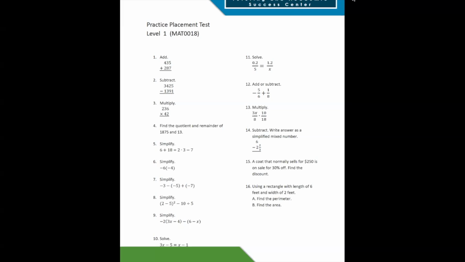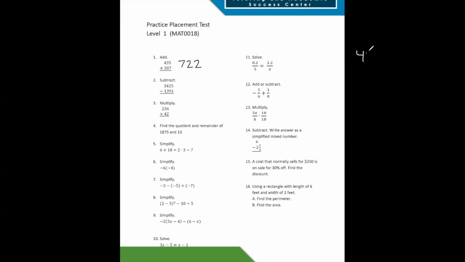Let's start with number one. Number one asks us to simply add. So we've got 435 plus 287. What I want you to do is pause this video, work on that, and then come back and get the answer. The answer for 435 plus 287 is 722. I'm going to write the answer right here so that you have it, and then I'm going to show you how I got that.